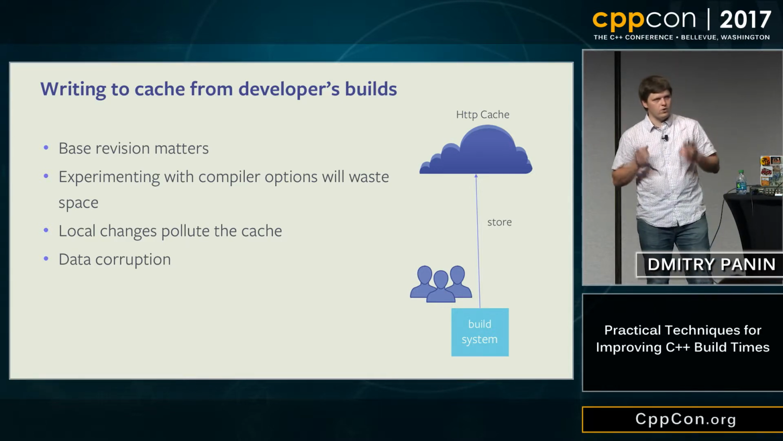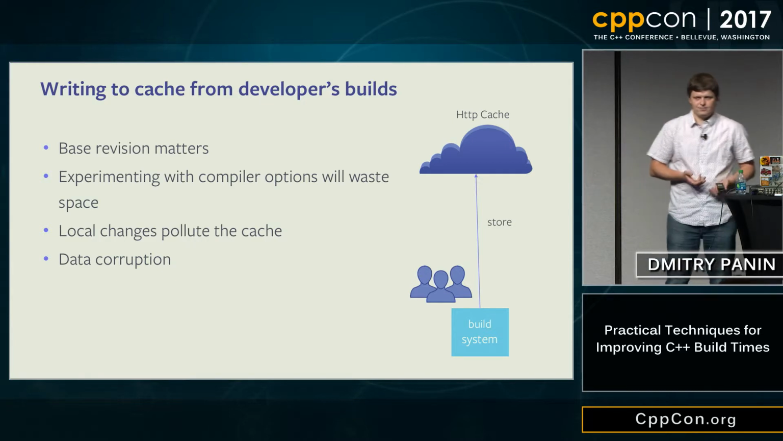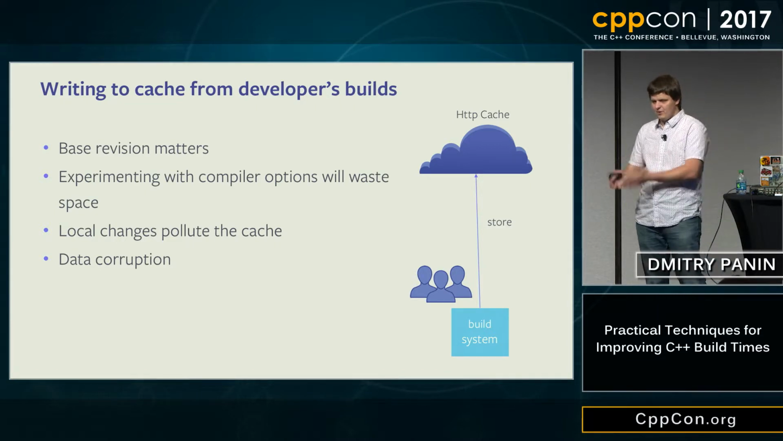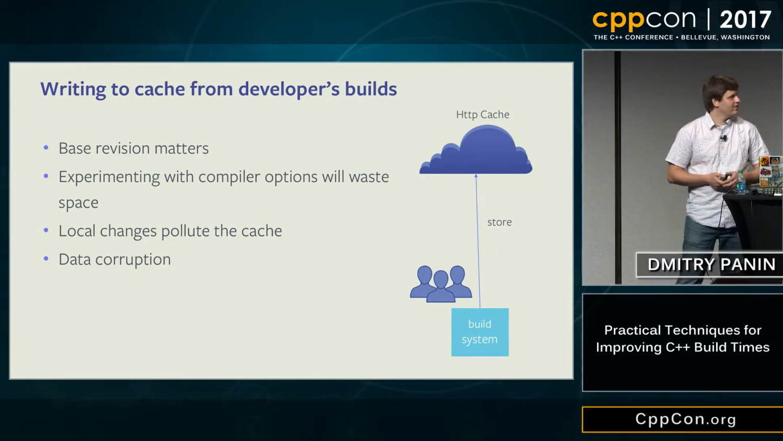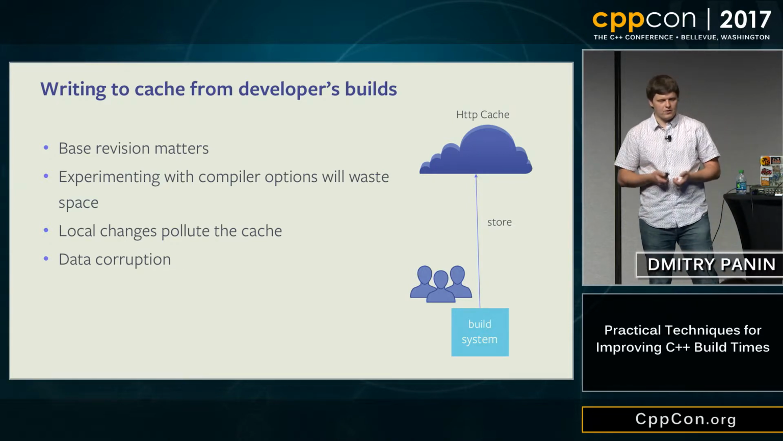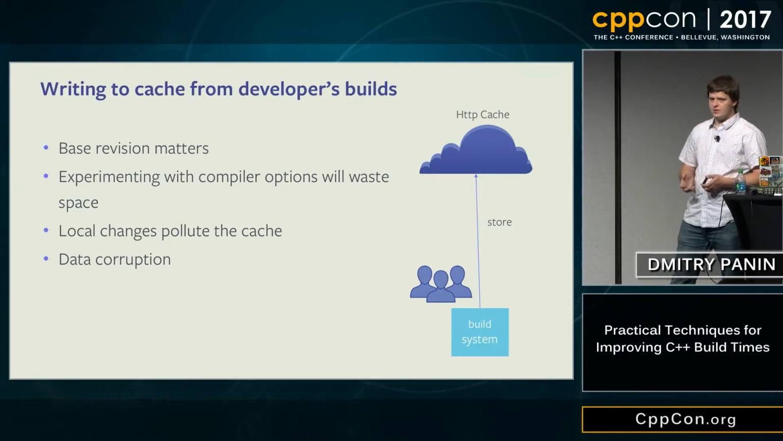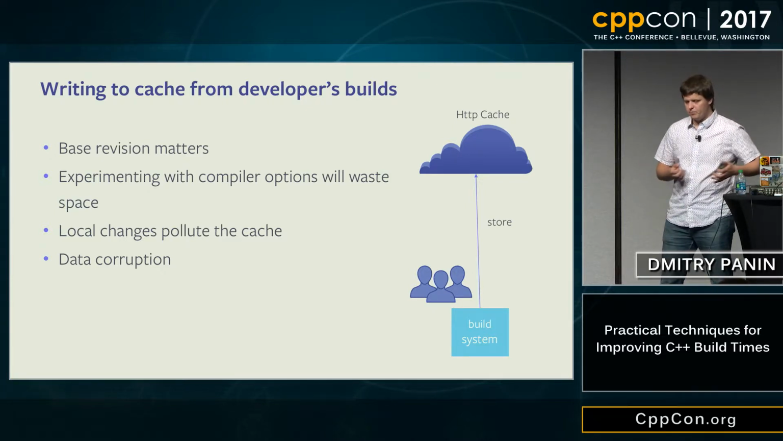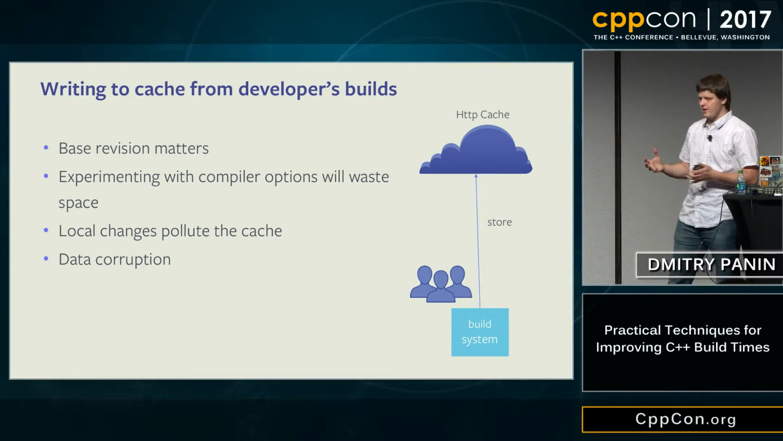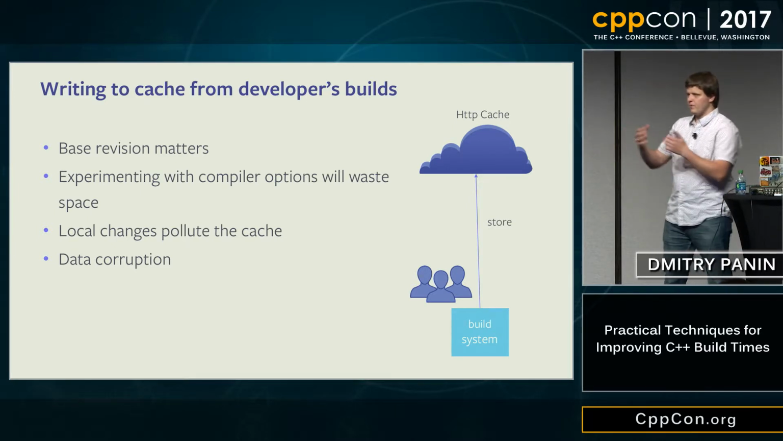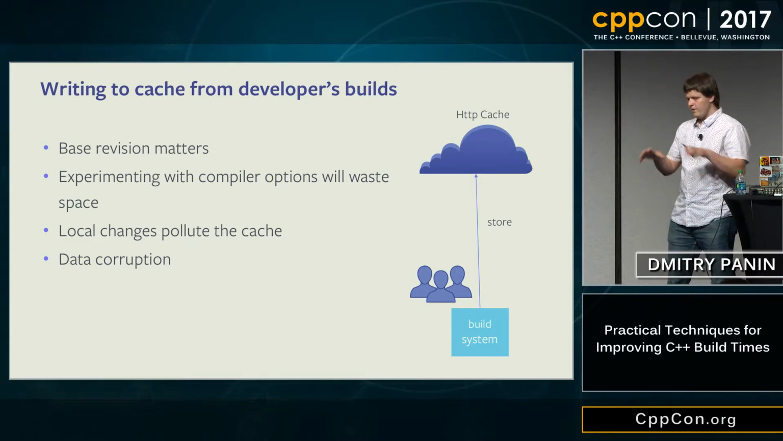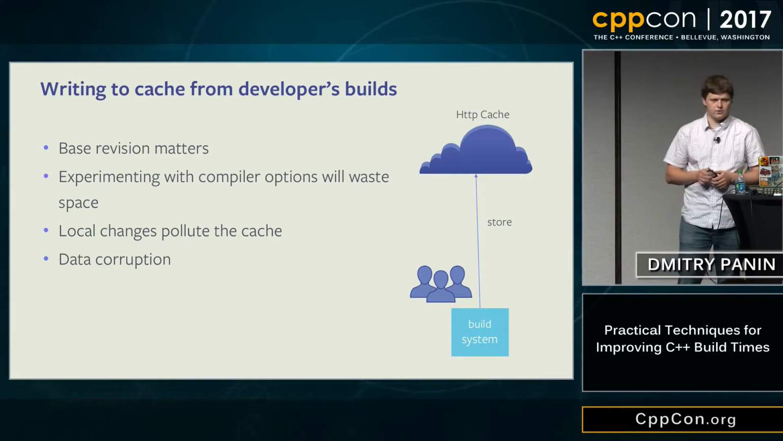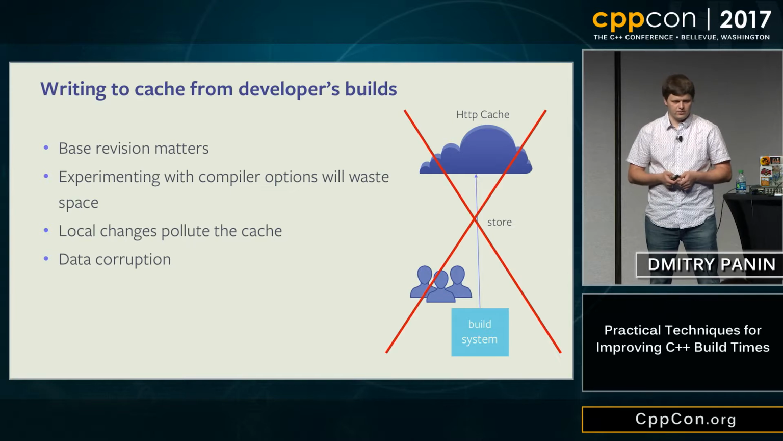Or if you have your local changes, it will also upload them to the cache, but probably your colleagues do not make similar changes, so they can't benefit from that. And also we had data corruption, like when someone was working on the build system and changed the way cache keys were calculated, it uploaded incompatible artifacts, and when these artifacts were fetched by other developers, they got some really strange error messages. So writing to cache from developer builds, how about no?